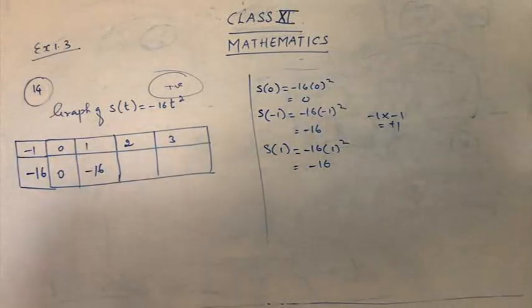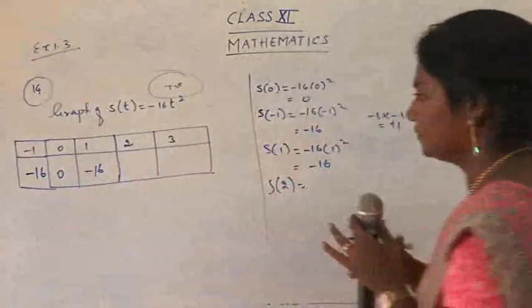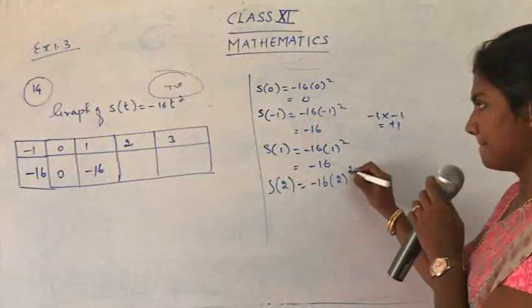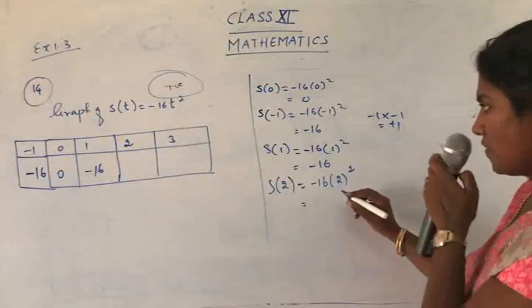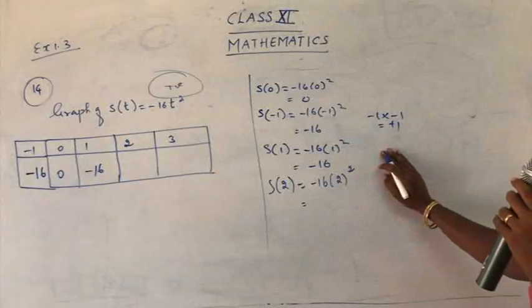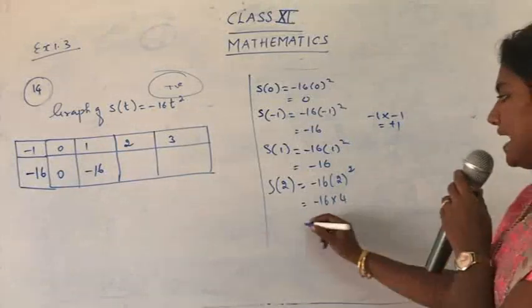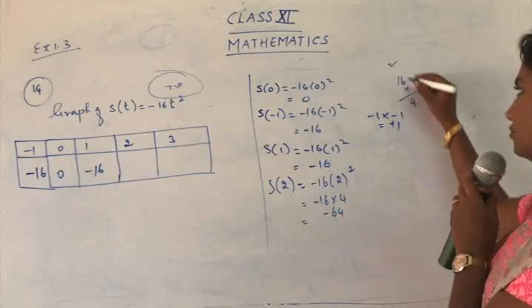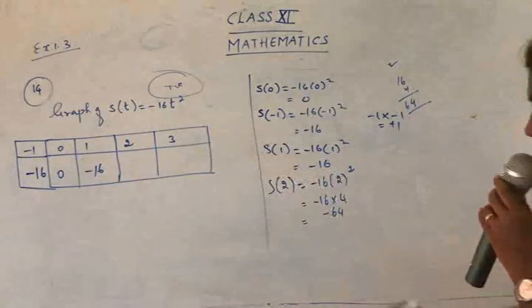Have you filled, children? Let's see what is the answer you are getting. Check your answers. So s of 2 is equal to minus 16 into 2 square. So you get minus 16 into 4, 2 2s are 4, so minus 64. Let's go for 3.